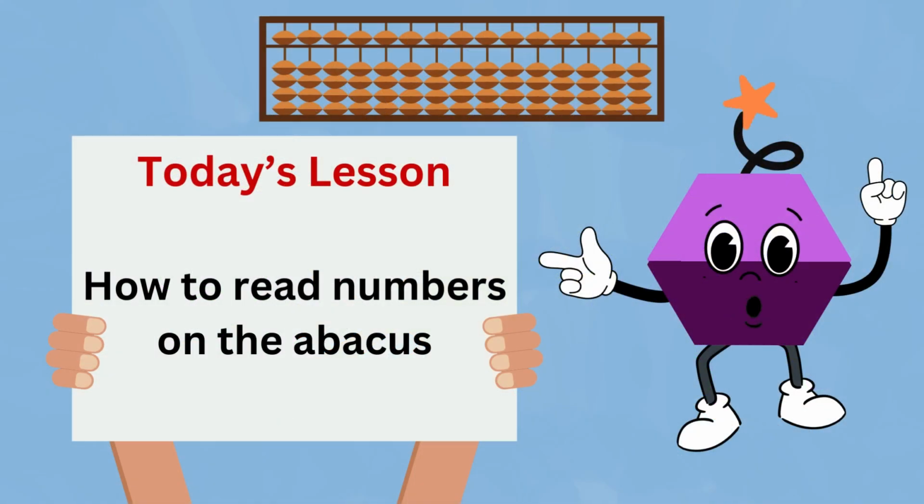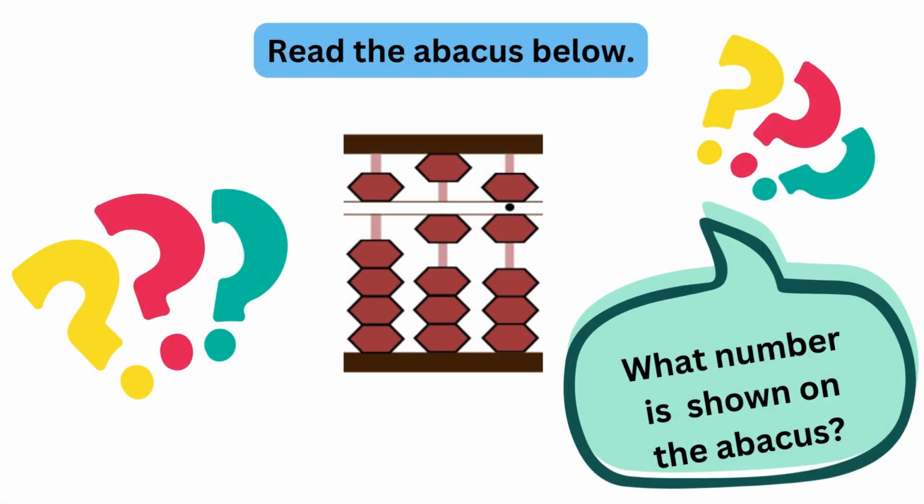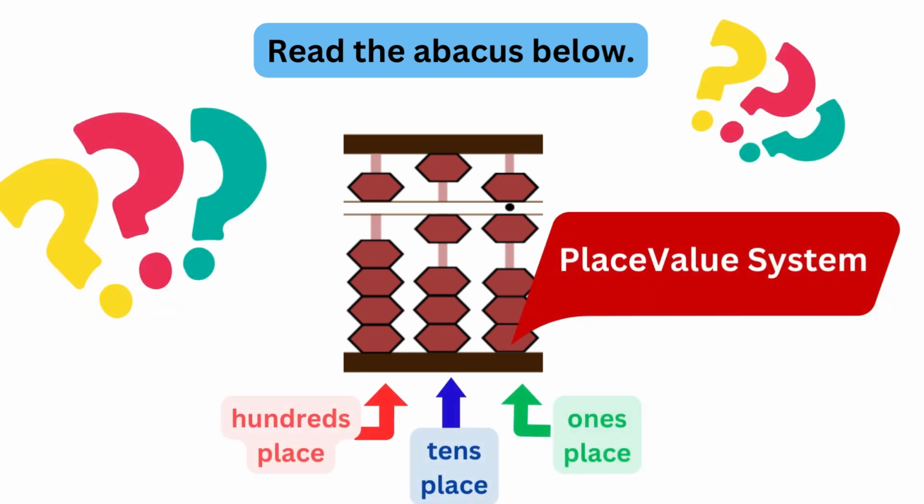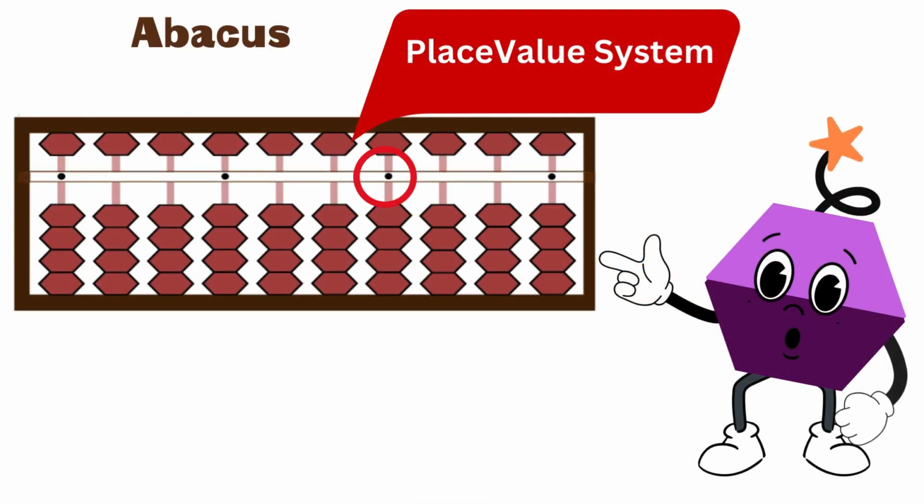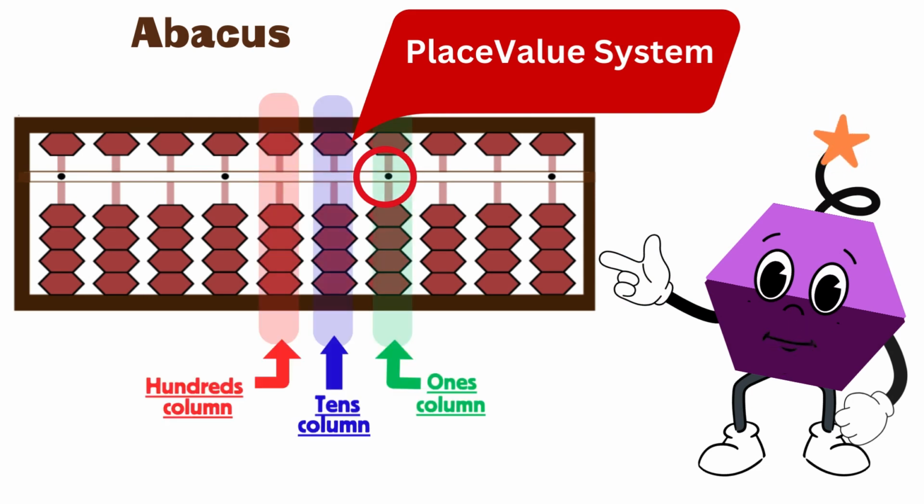Today, we're going to learn something super cool: how to read numbers on the abacus. Remember when we talked about the place value system in Lesson 1? Well, that's going to come in handy today. Just like each number has its own special place and value, each column on the abacus has its own special value too.